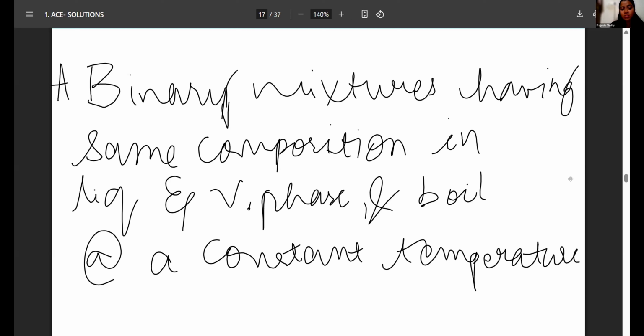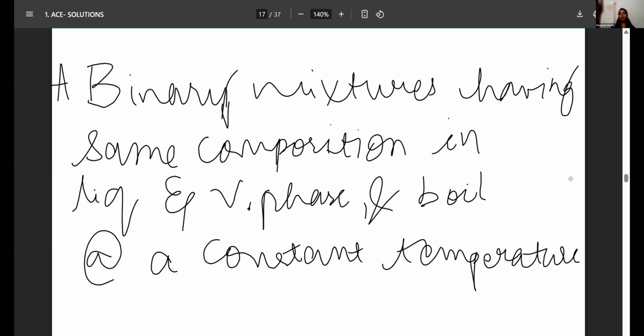Okay, this is a standard definition of azeotropes. Please make sure that you write this definition in your exams so that there is no option to reduce your marks. Again, what is an azeotrope? A binary mixture having the same composition in liquid and also in vapor phase, and which boils at constant temperature, is what an azeotrope is defined as.